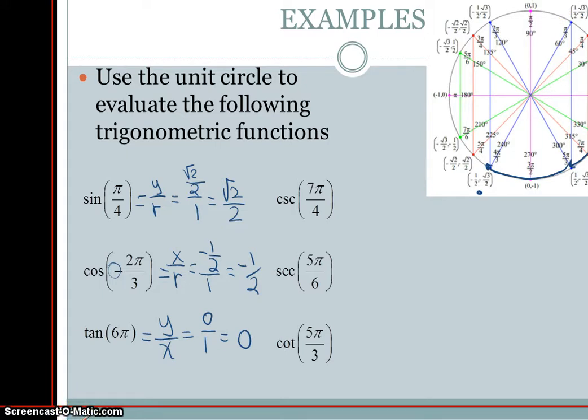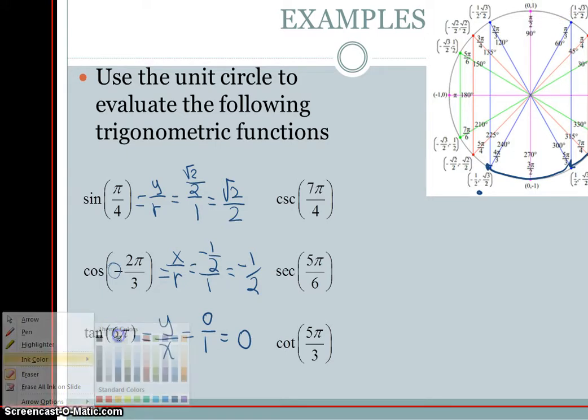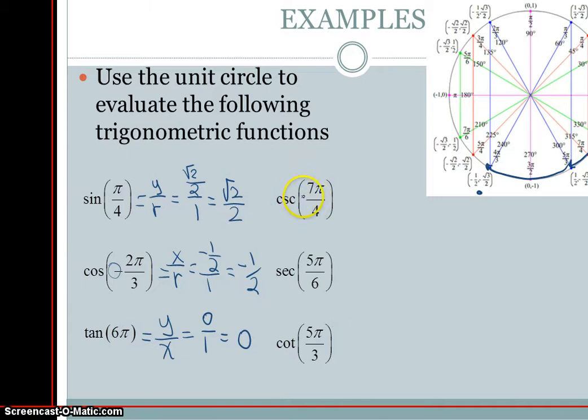Okay, so let's look at the cosecant of 7 pi over 4. From our previous slide, we know that the cosecant is the reciprocal of the sine. So in this case, it's going to be the radius, or the hypotenuse of the triangle, over y. Let's go ahead and find 7 pi over 4. We have pi over 4, 2 pi over 4, 3 pi over 4, 4 pi over 4, 5 pi over 4, 6 pi over 4, and then 7 pi over 4 right here.